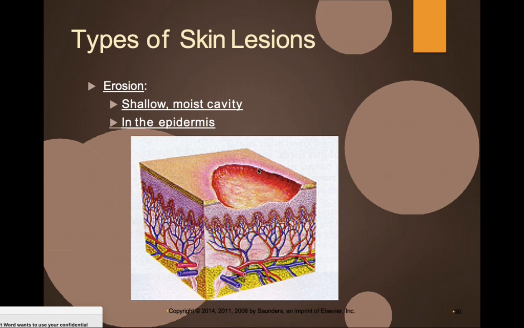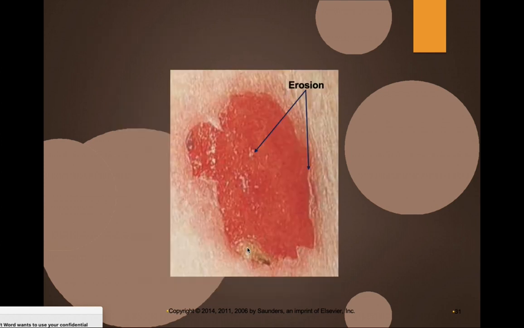Erosion is this cavity. It's a shallow, moist cavity, but it's contained here in the top layer of the epidermis, right? It hasn't invaded into the vascular section of the dermis. This is erosion up on top, epidermis. You can see it's red, but there's no blood. It's not bleeding, because then that would tell us we're in the dermis now.